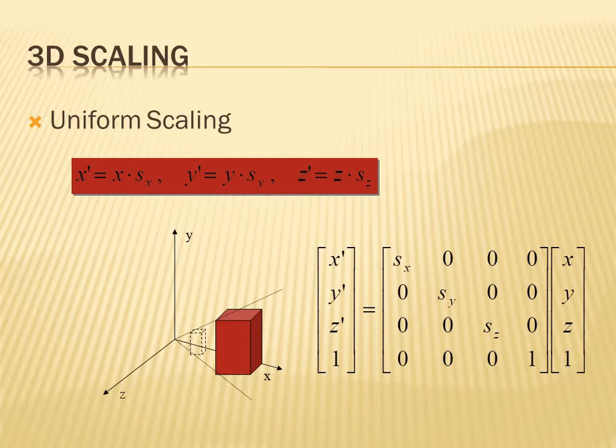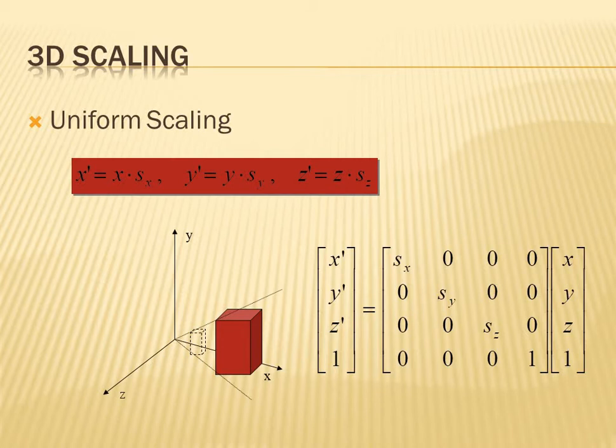For 3D scaling, you have to specify three scaling factors which are Sx, Sy and Sz, and we get uniform scaling and differential scaling. If we assign the same values to Sx, Sy and Sz, then we get uniform scaling, and the original shape of the object is preserved. We can assign any positive value to Sx, Sy and Sz. If the values of Sx, Sy and Sz are different from each other, then it will be differential scaling, and in that case the original shape of the object will not be preserved.